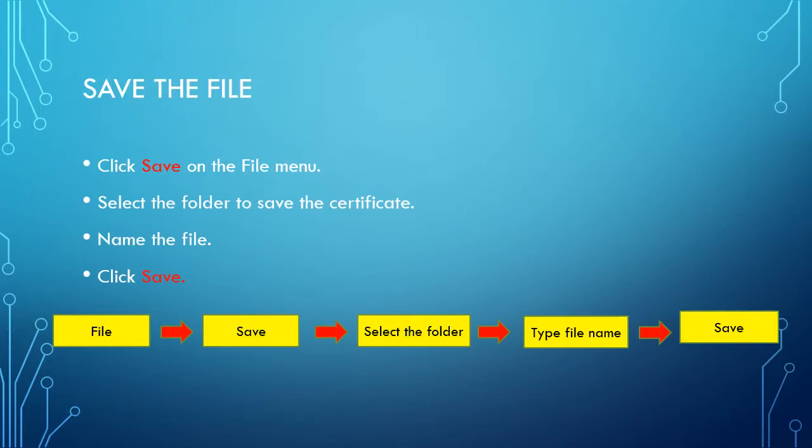First of all, save the file. What are the steps to save a file? Click Save on the File menu, then select the folder to save the certificate, then name the file, and finally click Save. That is, click File, then Save, then select the folder, type the file name, and finally save.